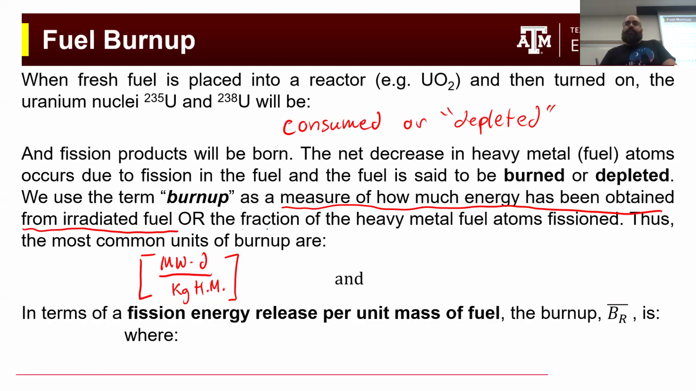And then the other definition is the fraction of the heavy metal atoms that have fissioned. If we talk about it in that context, it's basically an atom percent. Some percentage of our atoms have been used up. I think the first one is more common. And so we can use a symbol B with the subscript R for burnup, and this would be the average burnup with the overbar on top.